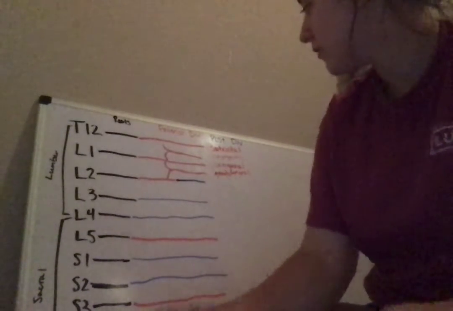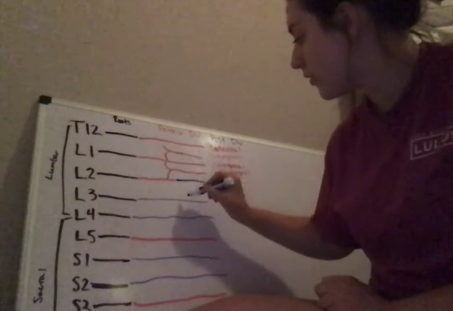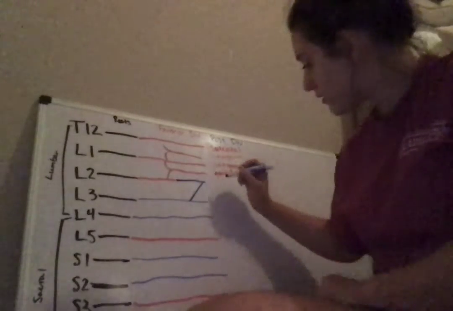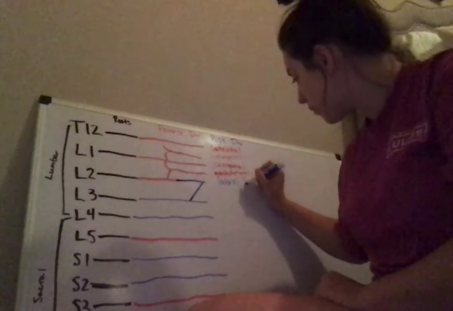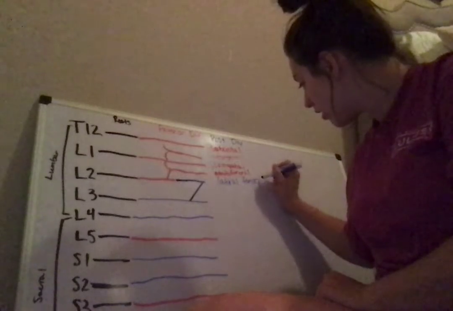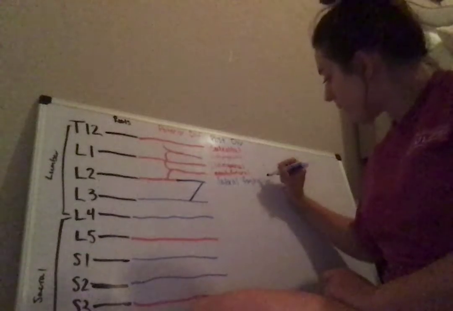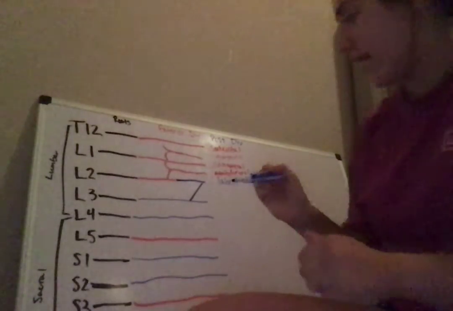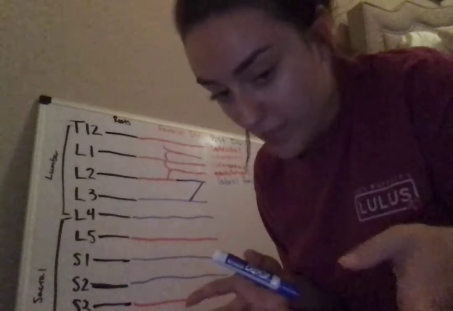And then we've got L2, and then L3 just kind of comes up here and contributes to making the lateral femoral cutaneous. And I'm just going to write up here real quick. So that's L2 and L3 contributing to that. So then the next thing I'm going to do, I kind of jump around, so just bear with me. It's how my brain works.